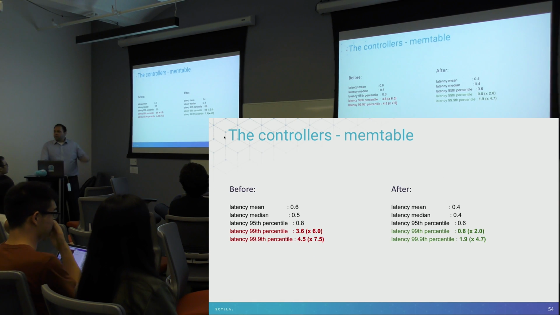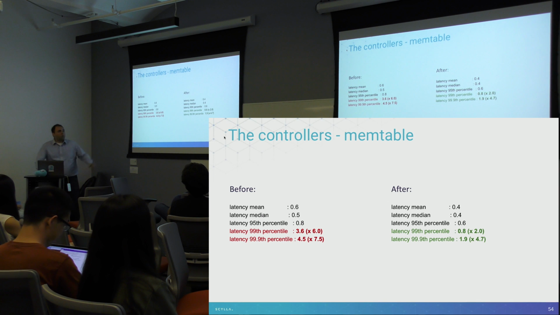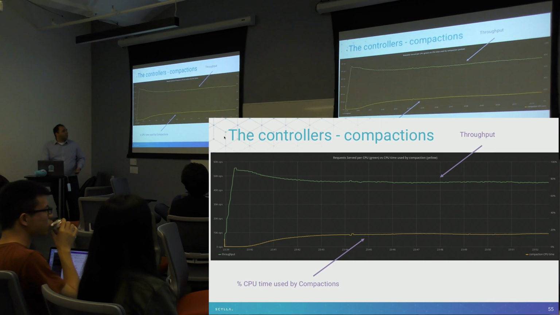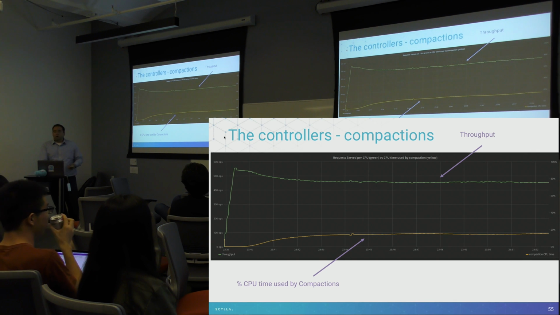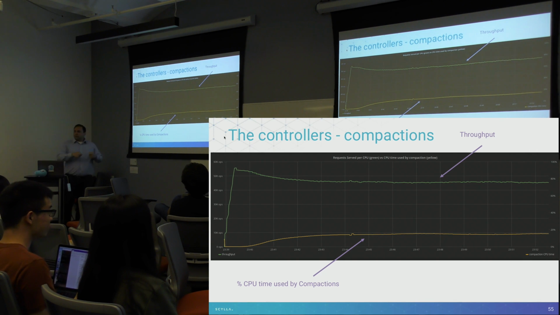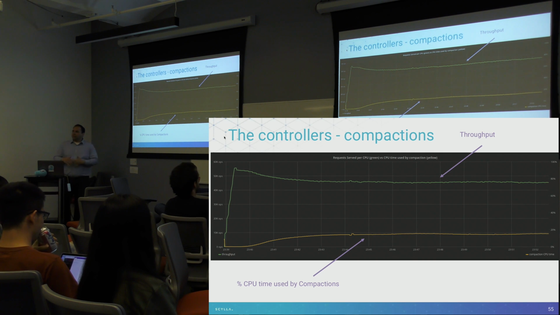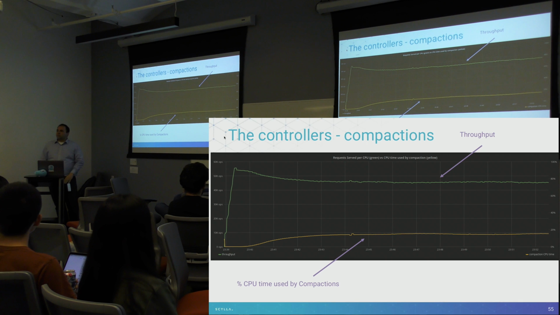Again, the result from that is latencies are down even more on the higher percentiles, and they're closer to each other. There is less tuning. This is one example of the controllers running compactions. The green line here is the throughput of the system, and the yellow line is the percentage of CPU the compactions are using. It starts growing and growing until at some point it stabilizes and your workload is fully smooth.